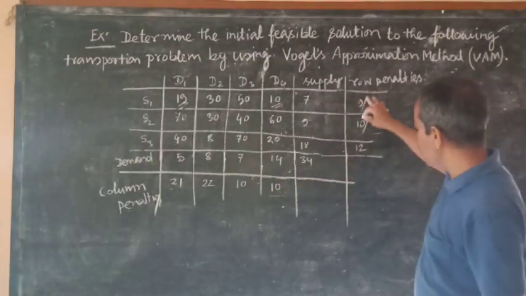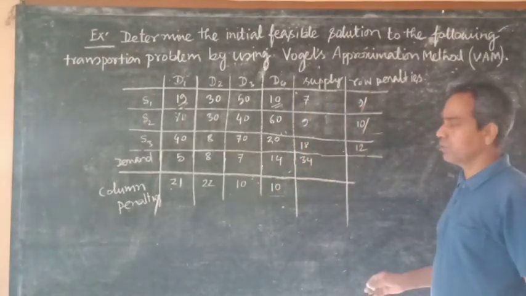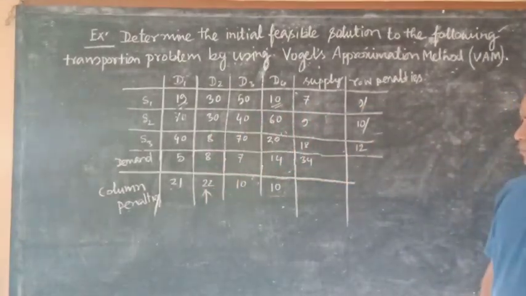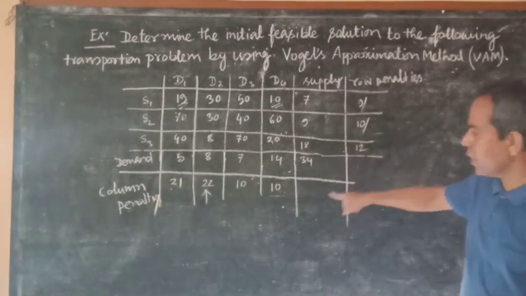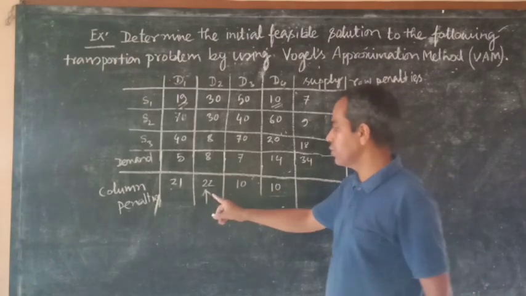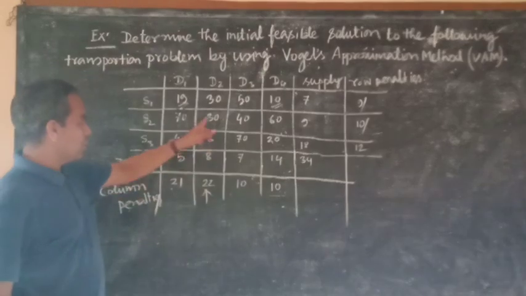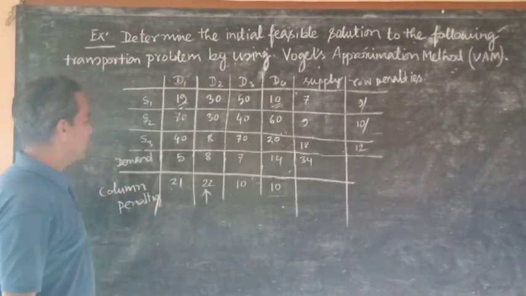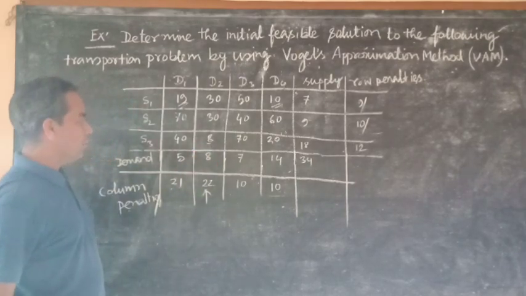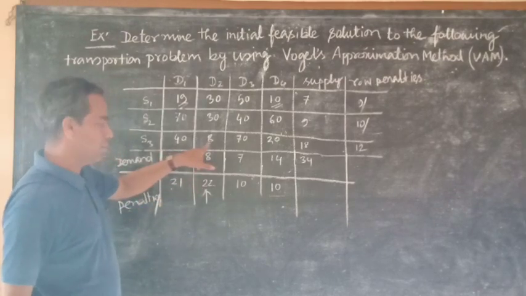Now, out of all row penalties and column penalties, highest penalty is 22. These row penalties and all these column penalties, highest penalty is 22. So you consider this column. In this column, smallest transportation cost is 8. Now allocate in this cell.